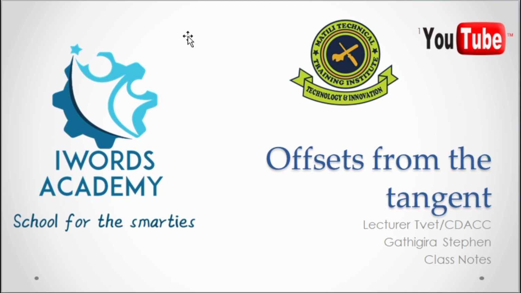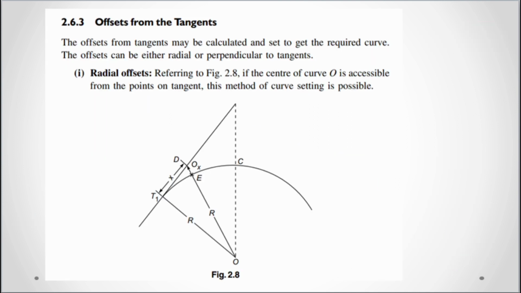So these offsets are from the tangent. I'm going to teach you a little bit about the offsets from the tangent. We are going to get our formulas and see how they are derived. So let's go ahead. Here we have offsets from the tangent.